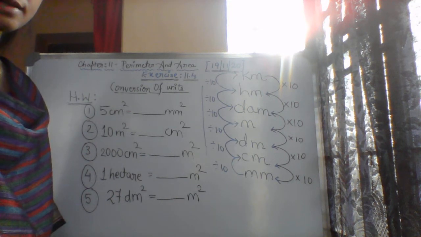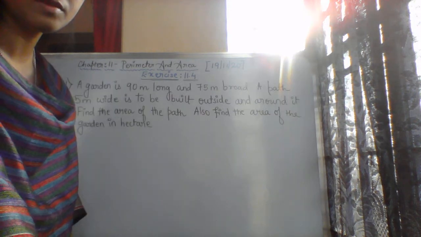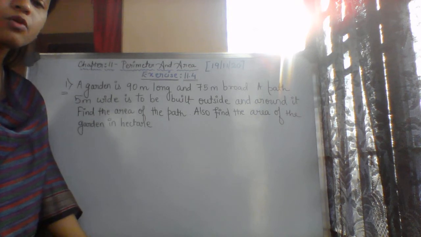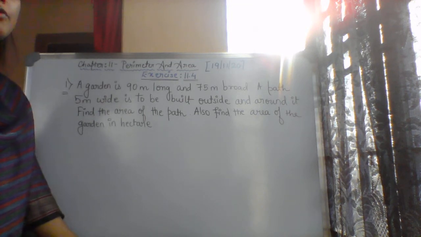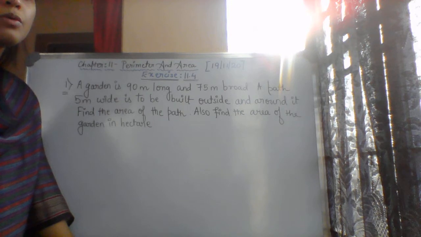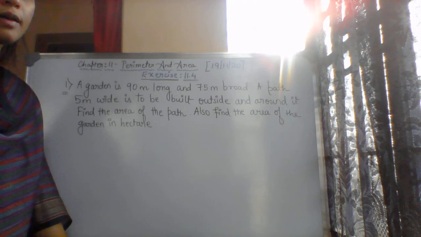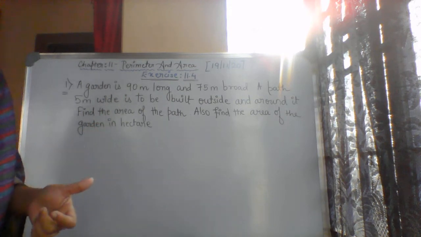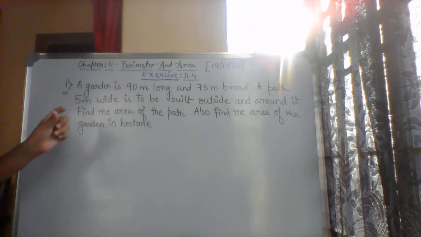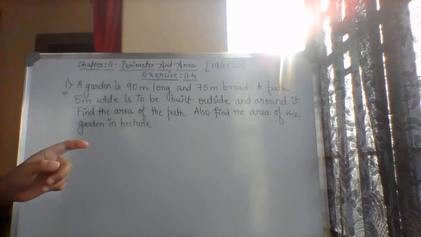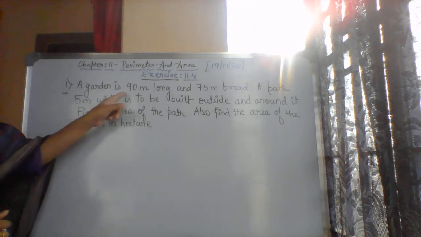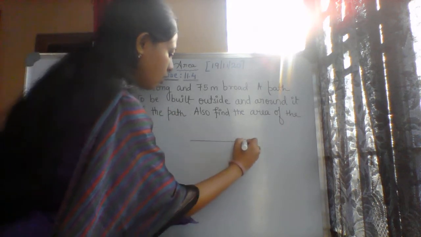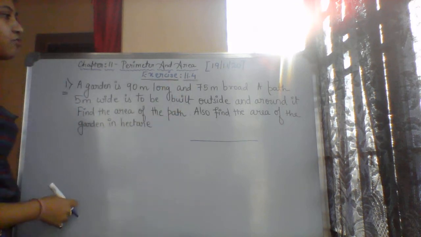Okay, moving on to the next. Okay, now we are going to see what is the application of conversion of unit. Why we need to convert unit, where it will help us. Okay, application of conversion of unit. So through this question you will be able to understand what is the application of that part what we have learned now. Okay, so a garden is 90-meter long and 75-meter broad.